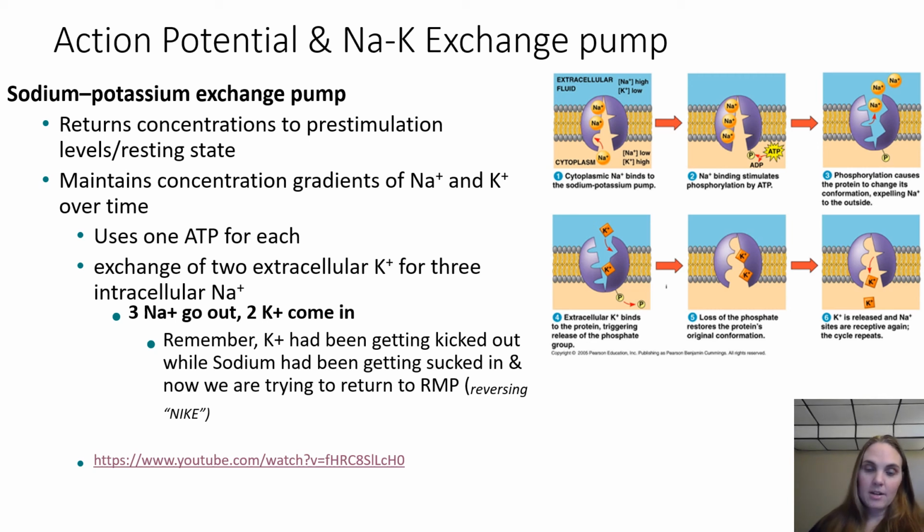So we want that neuron to be able to continue to fire or generate action potentials, for it to continue to work. So for that to happen, we need the sodium-potassium exchange pump to restore that resting membrane potential so that we can continue to generate more action potentials. So in order to do that, we need energy. So if we don't have enough energy, we are not going to be able to generate action potentials. We are not going to be able to generate impulses down our neurons.